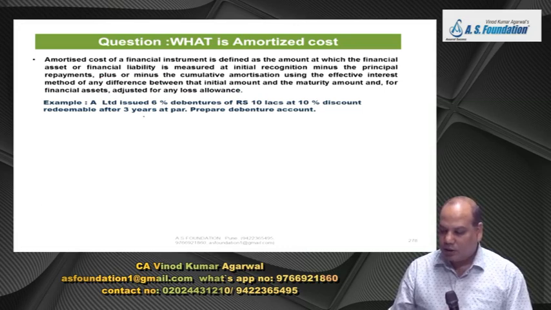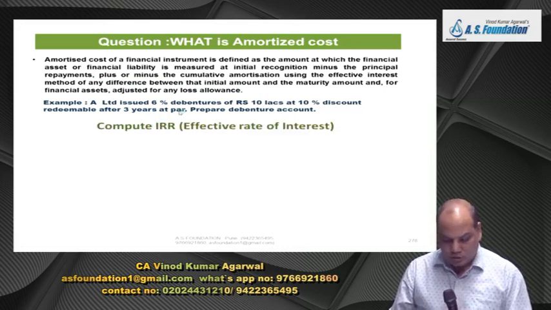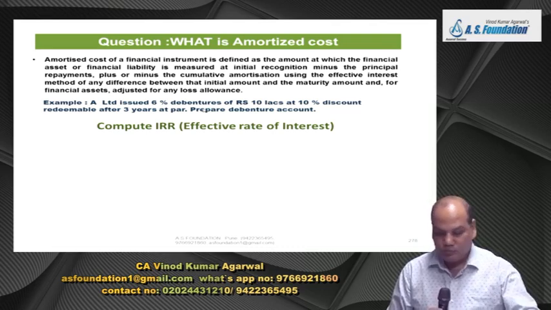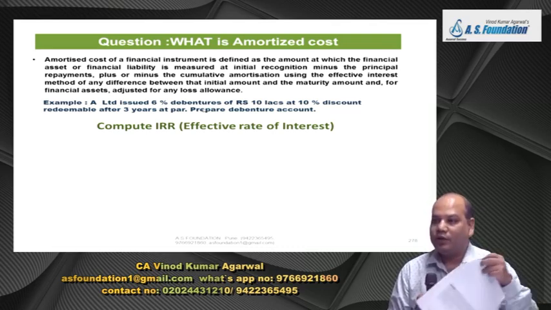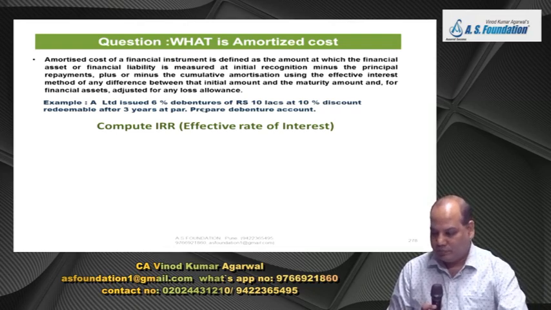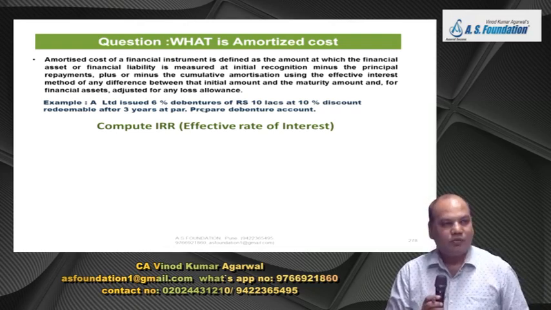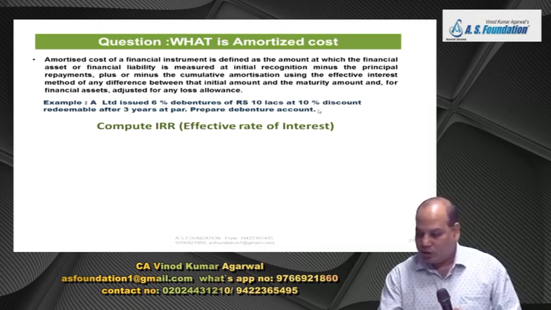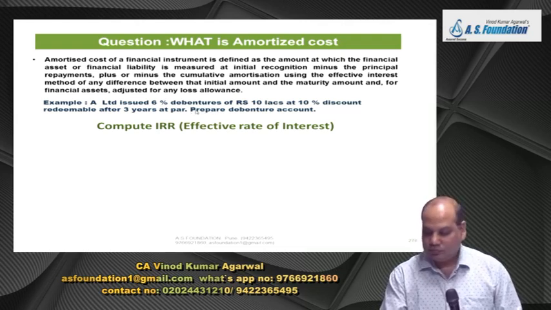It says A Limited issued 6% debenture of rupees 10 lakh at 10% discount, redeemable after 3 years at par. Prepare the debenture account. Now you can't prepare the debenture account in the exam first. First we have to check what is the classification. If nothing is given, you have to apply your judgment, okay?